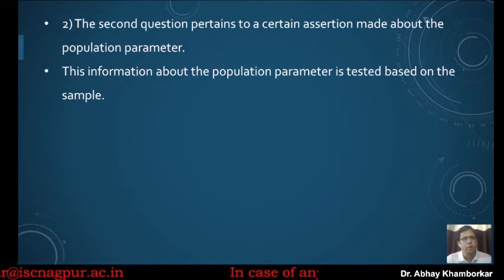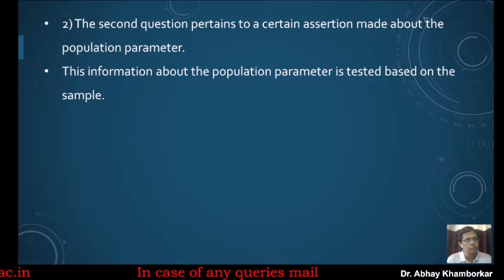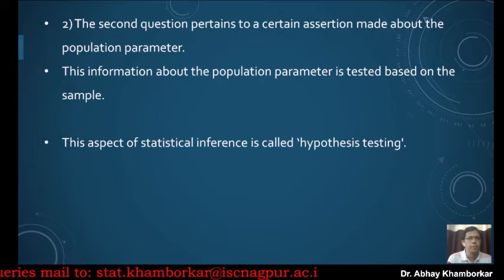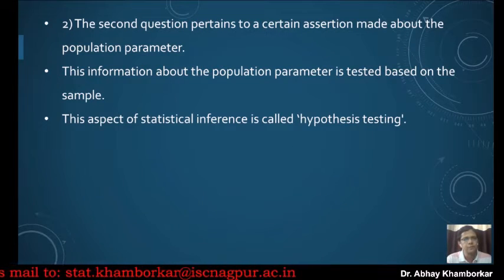This information about the population parameter is tested on the basis of a sample. Please remember that we are testing whether this statement about the population parameter theta is true or false. We do this whole testing on the basis of a random sample, not on the basis of the whole population, okay? This aspect of statistical inference is called hypothesis testing. So this is the second aspect.